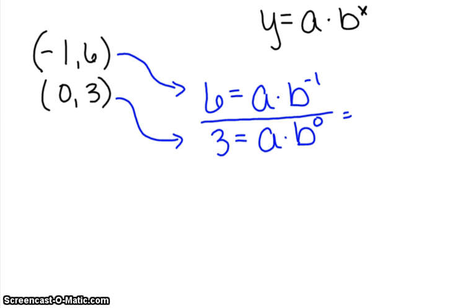6 divided by 3 is 2. A divided by a is a to the 0, which is just 1, so I'm going to leave it out. B to the -1 divided by b to the 0. -1 take away 0 is -1. Sorry. So 6 divided by 3 is 2. I forgot to write my equal sign over here. And then the a is canceled out, and we're left with b to the -1.